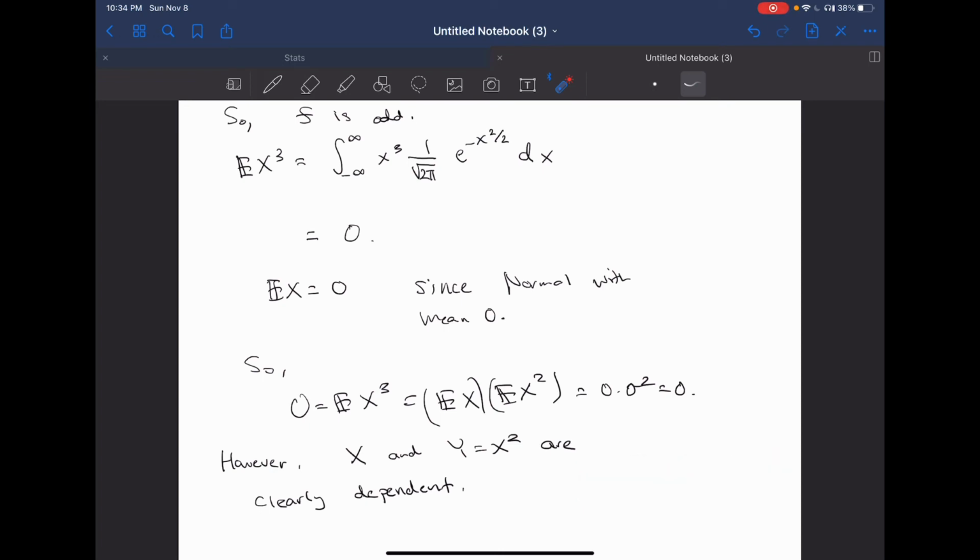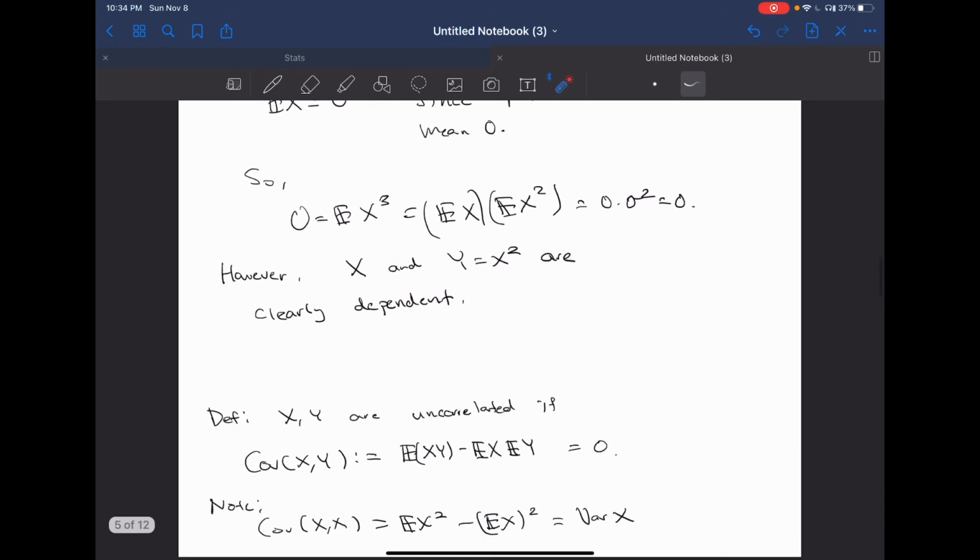However, x and y are clearly not independent because we defined y to be x squared. So if you know x, then you have complete information about y. They're clearly dependent. If x is 5, then y is immediately 25. There's no other way around it. So these random variables don't have to be independent to satisfy the statement.